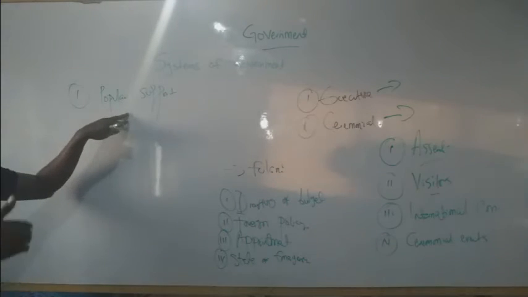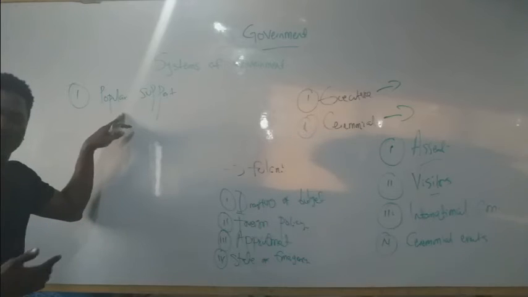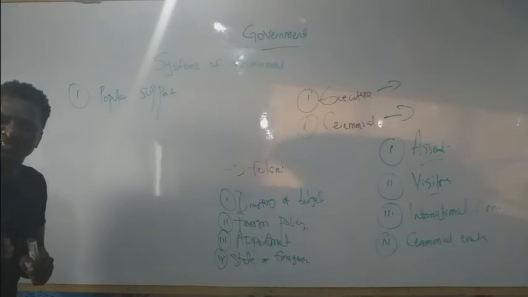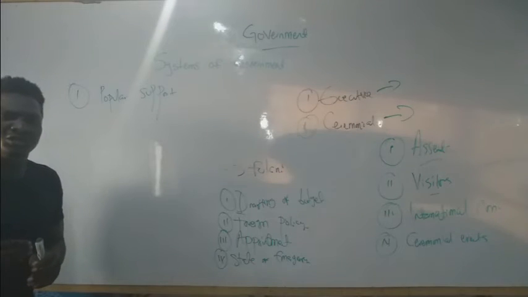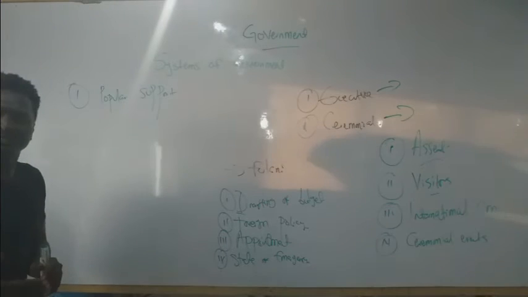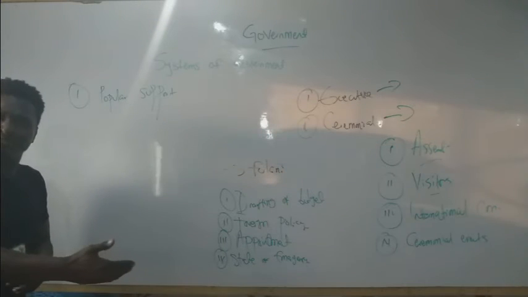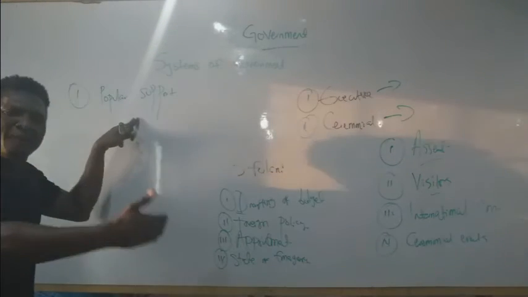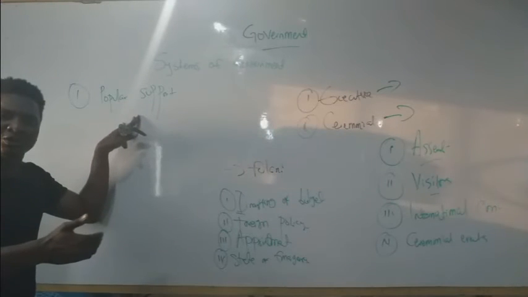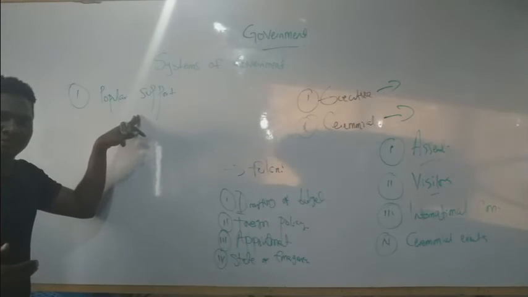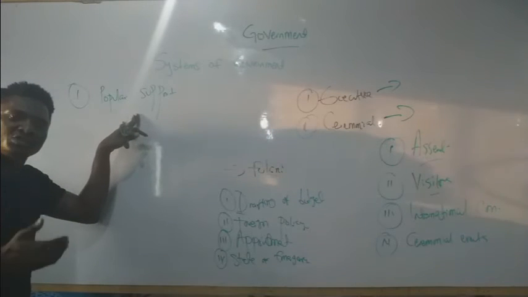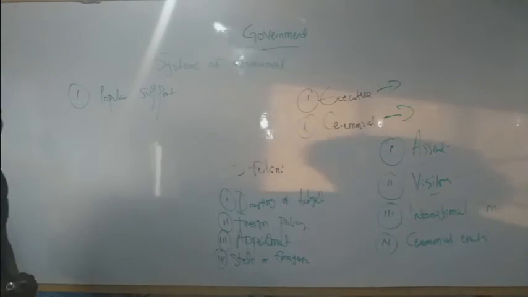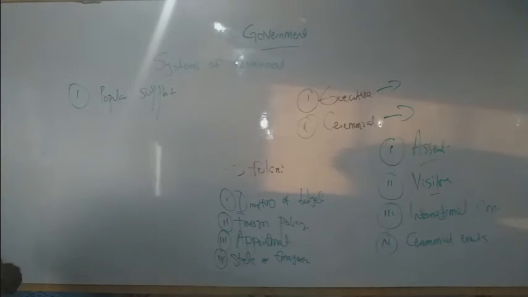Now, for a president to come into power, it is expected that such a person, before becoming president, must have secured the highest number of votes cast during the electioneering period. Simply put, a president is one that has been supported by the people through the ballot to become the elected president. Ladies and gentlemen, one feature of a presidential system of government is popular support through the casting of votes. This in itself is self-explanatory.